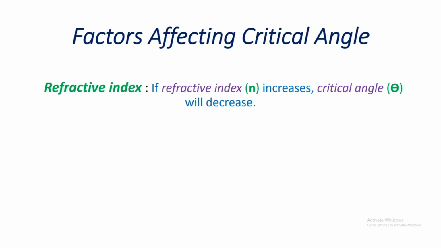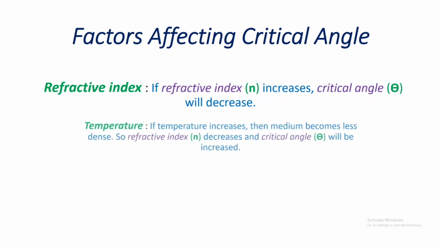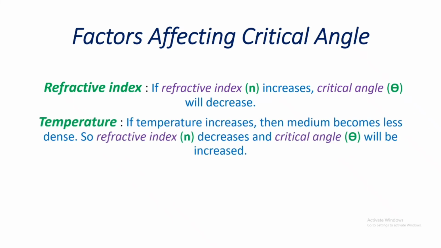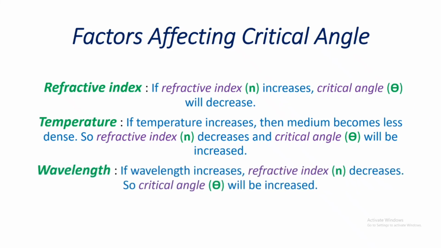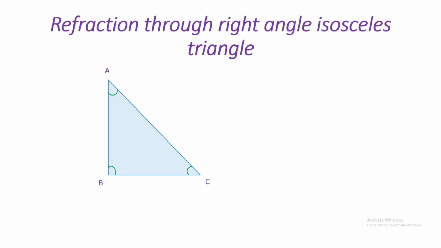Factors affecting critical angle. Refractive index: if refractive index increases, critical angle decreases. Temperature: if temperature increases, the medium becomes less dense, so refractive index n will decrease and critical angle theta will increase. Wavelength: if wavelength increases, refractive index n decreases, so critical angle theta will increase.